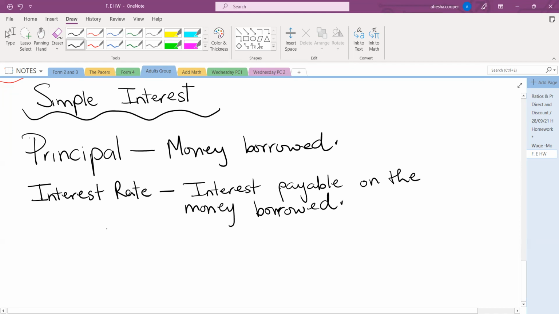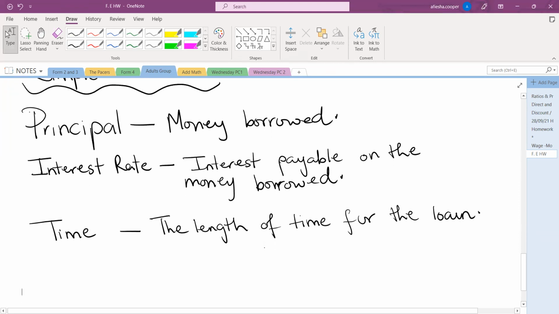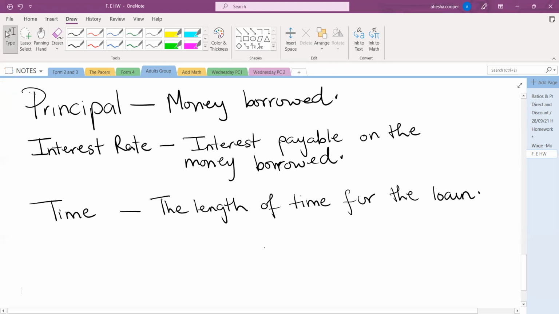And then we'll have time, the length of time for the loan. And when we sum these three categories together, we can work out our simple interest.